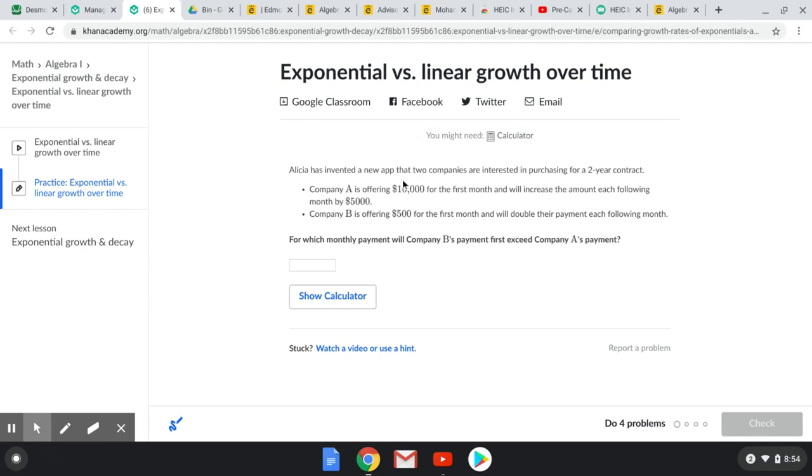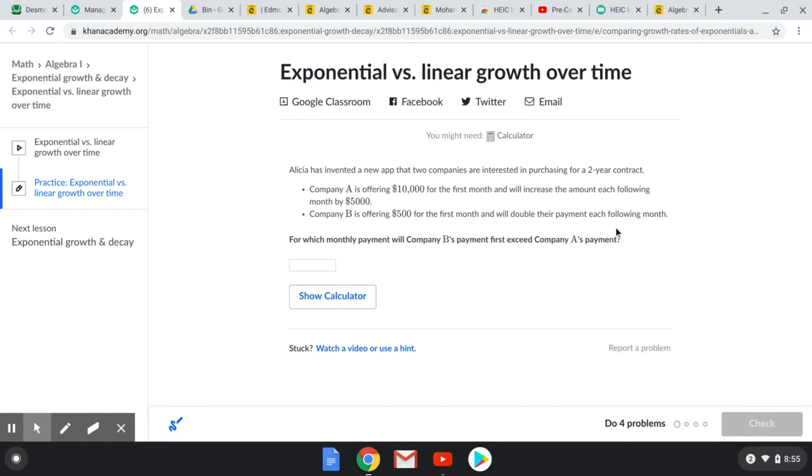Alicia has invented a new app that two companies are interested in purchasing for a 2-year contract. Company A is offering $10,000 for the first month and will increase the amount each following month by $5,000. Company B is offering $500 for the first month and will double their payment for each following month.